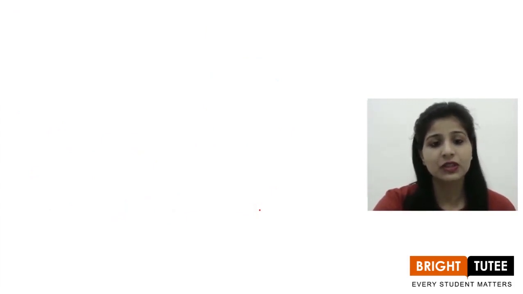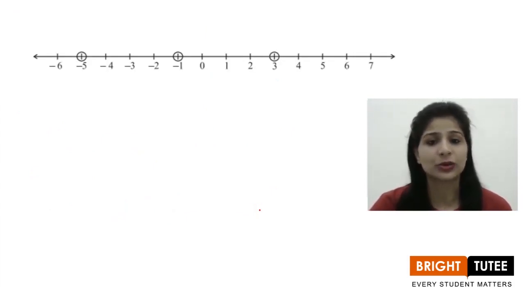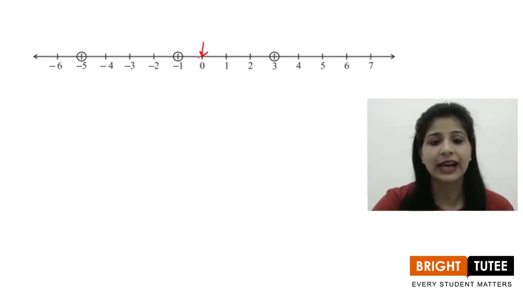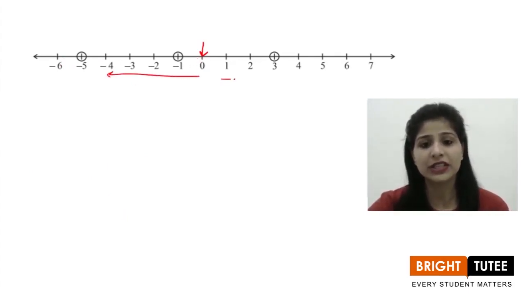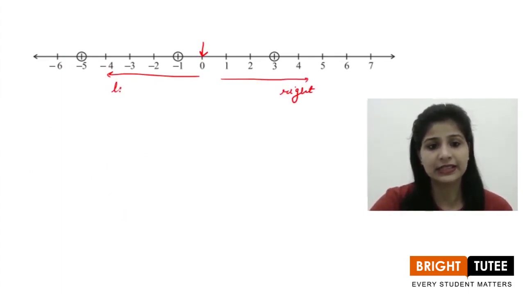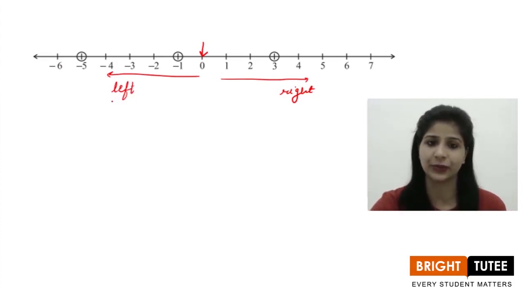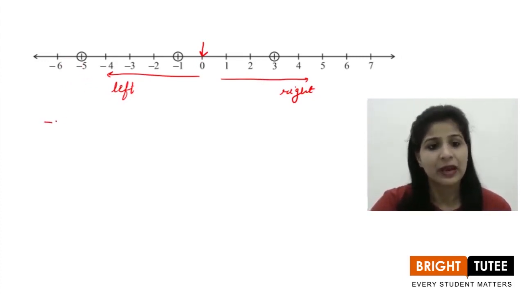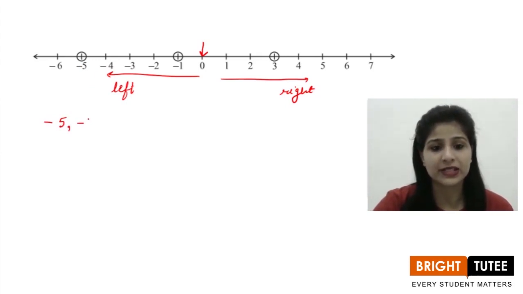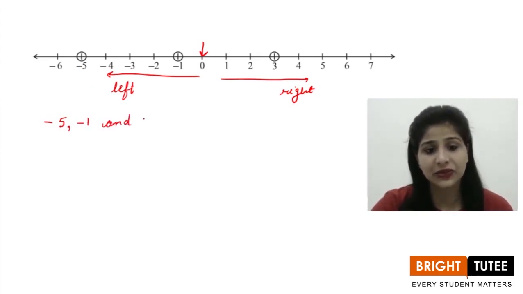Now, just focus on this number line. Here, some of the numbers are circled. This is your number line where we have 0 here and negative numbers towards the left, and positive numbers towards the right. Here we have the negative numbers. The numbers marked are -5, -1 and 3.